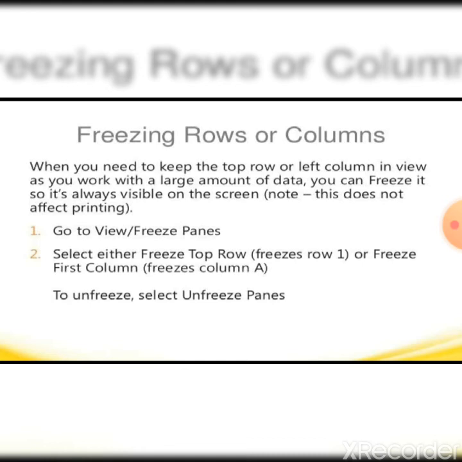Freezing rows or columns. When you need to keep the top row or left column in view as you work with a large amount of data, you can freeze it so it's always visible on the screen. Following are the steps to freeze rows or columns. Go to View menu, then choose Freeze Pane. Select either Freeze Top Row or Freeze First Column. To unfreeze rows or column, you have to select Unfreeze Pane from View menu.